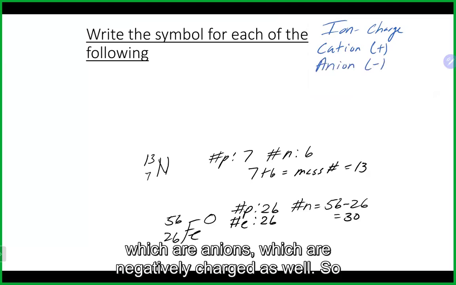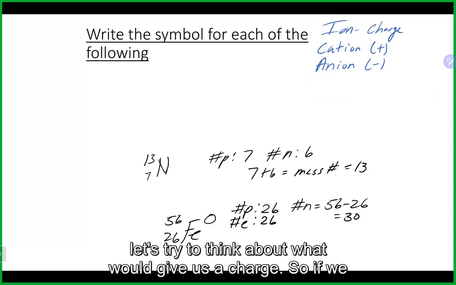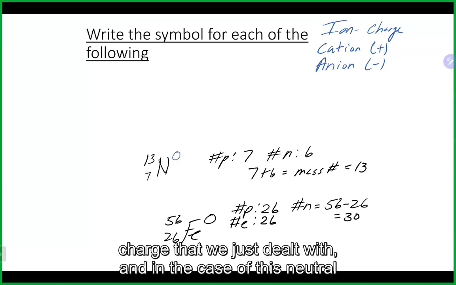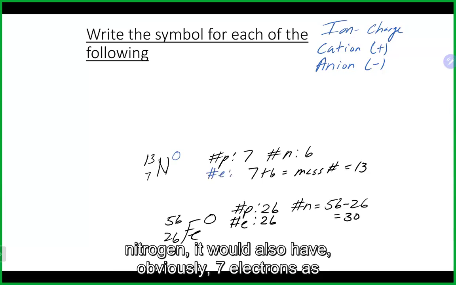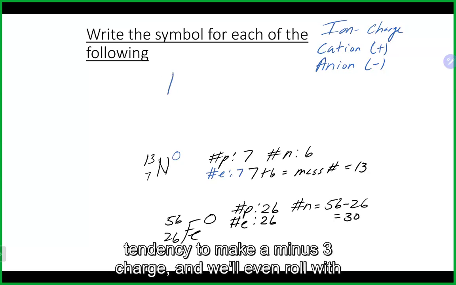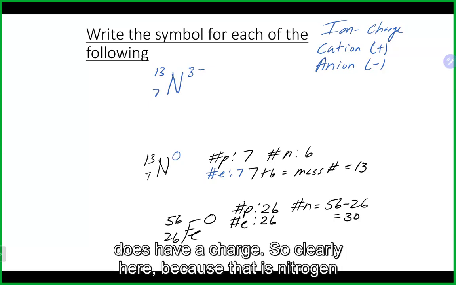Yeah. So how do we get to the positive charge or negative charge? So let's try to think about what would give us a charge. So if we take our nitrogen here, which clearly at this point has no charge that we just dealt with, and in the case of this neutral nitrogen, it would also have obviously 7 electrons as well, right, to balance it out. If we take nitrogen, which has a tendency to make a -3 charge, and we'll even roll with the same numbers here. Now let's see what is affected when it does have a charge.